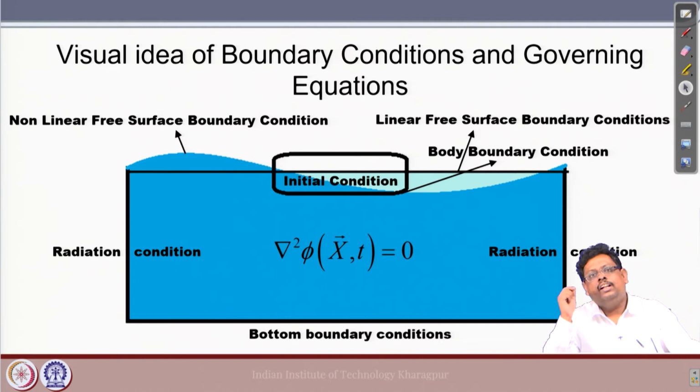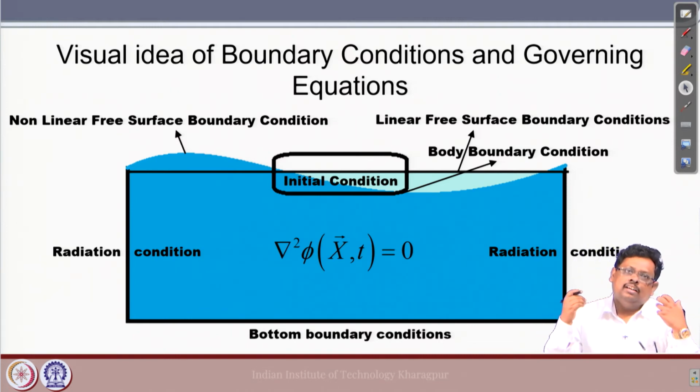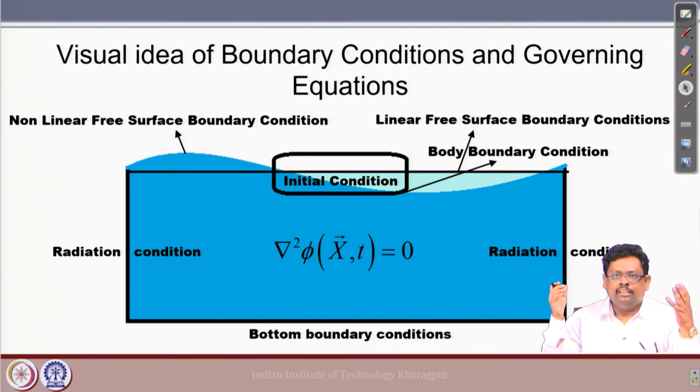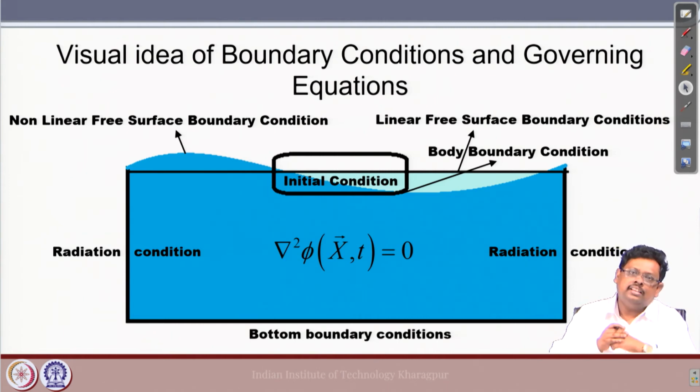Okay. And finally, we have the initial condition. Initial condition is basically where there are no waves. So, at time t equal to 0, we assume there is no disturbance, then the ship is very much happy in the static condition, where weight is balanced by the buoyancy. So, that condition is called the initial condition. Okay.